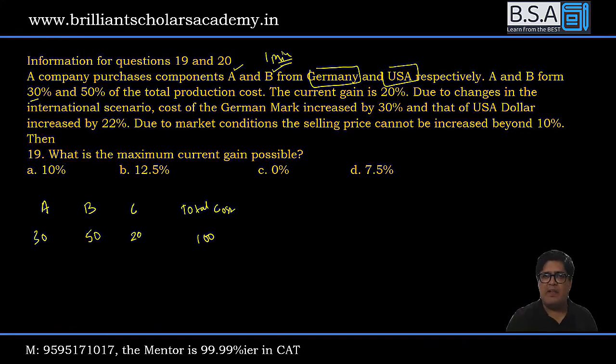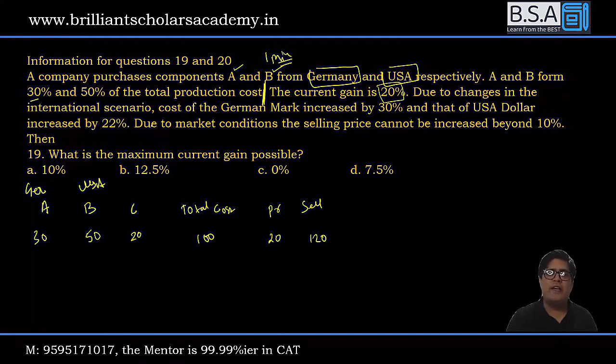So far what I have done, I have broken down all the information. A is coming from Germany, B is coming from USA. And what is the current gain? 20%. Gain means profit. So profit is 20 rupees. That means you can sell it at 120 rupees. 100 rupees, 20 extra, 20 profit, you can sell it for 120.